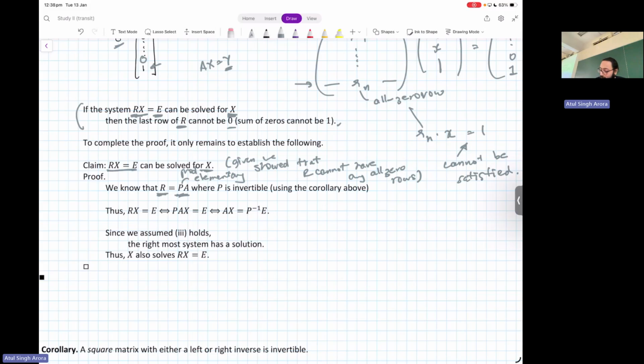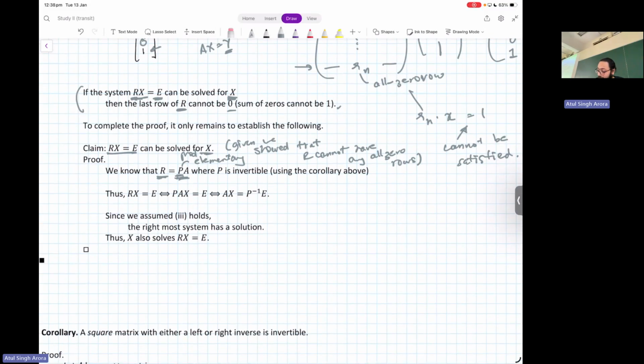So we know that because A and R are row equivalent, one can write R equals P times A, where P is just a product of elementary matrices. And because they're elementary matrices, we already showed that they can be inverted. This we established.